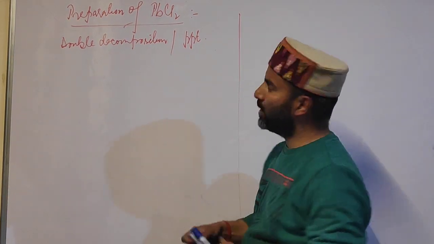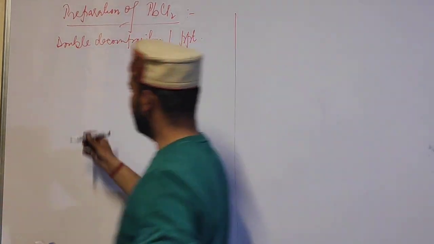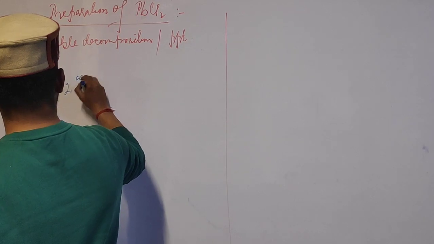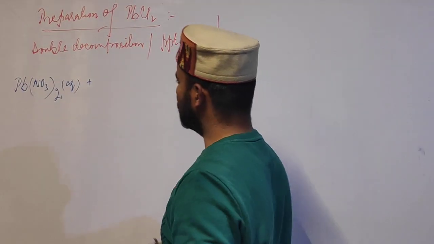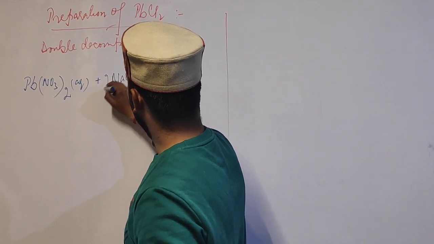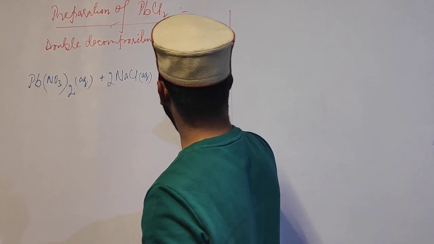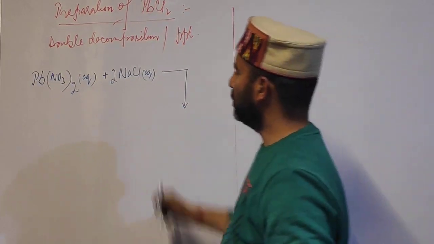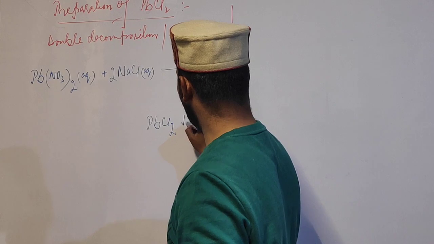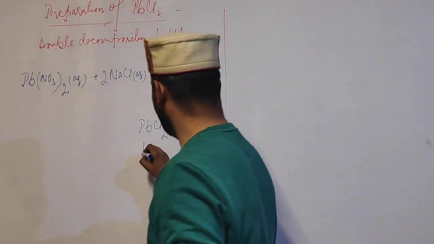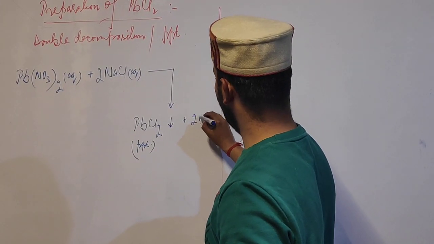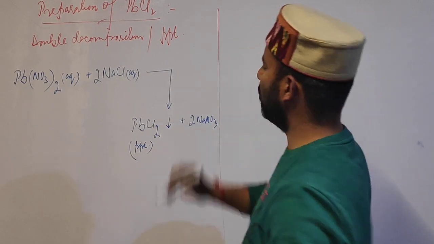So in this reaction we take a water soluble salt of lead, and the only water soluble salt of lead is lead nitrate. Now to this we add either sodium chloride or hydrochloric acid. So when we add sodium chloride to this solution, the exchange of ions will take place between the two different salt solutions, and we get PbCl2. Now this PbCl2 is insoluble in cold water, so it precipitates out, so we get a white precipitate of lead chloride, plus we have sodium nitrate. So this is how we prepare lead chloride.